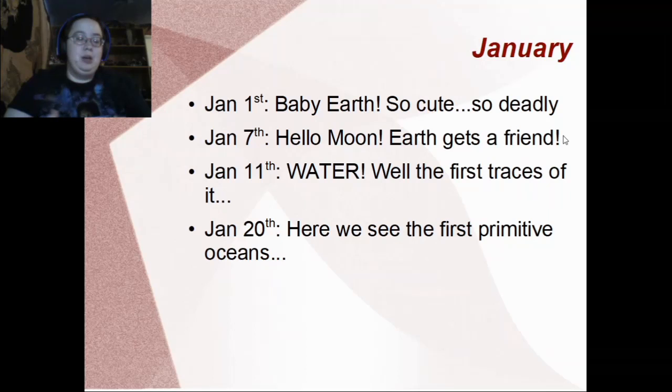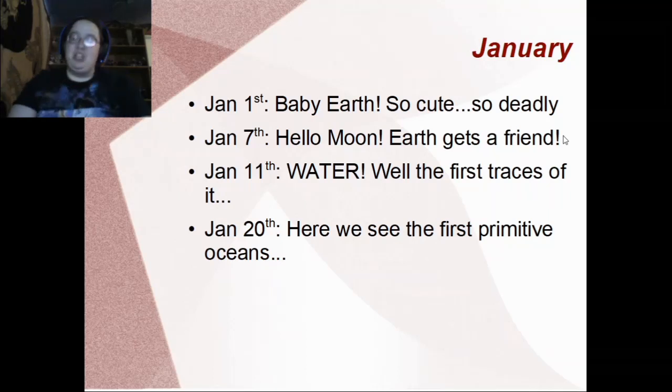So we're first seeing hydrogen and oxygen bond together to make liquid water. And this is so important for life because without liquid water, at least in our concept of what life is, we would have no life. And if we fast forward to the end of the month, we see the first primitive oceans begin, January 20th.